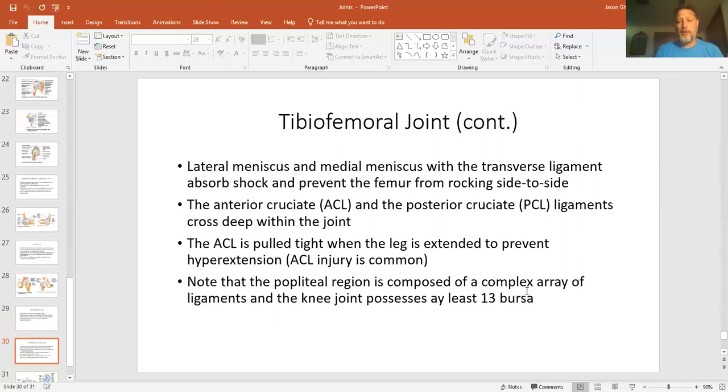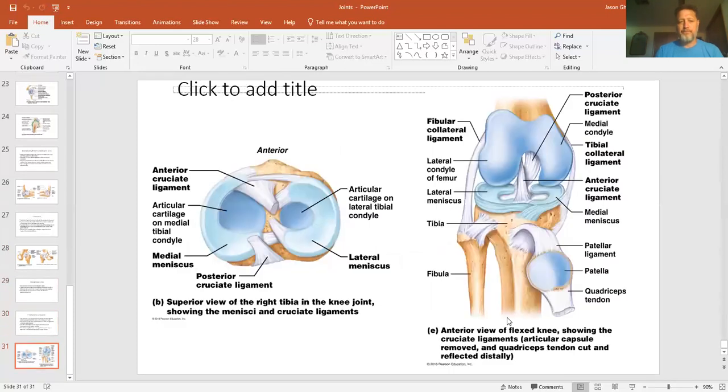This is a very complex area of ligaments. This is actually the strongest joint in the body because there are so many muscles and ligaments and tendons going around it, at least 13. We're not going to go into that detail with them, but there's a lot going on at the knee. So these are the menisci that we were just talking about. This would be the lateral. This is the medial meniscus. This is the cushioning for it. You see them right here.